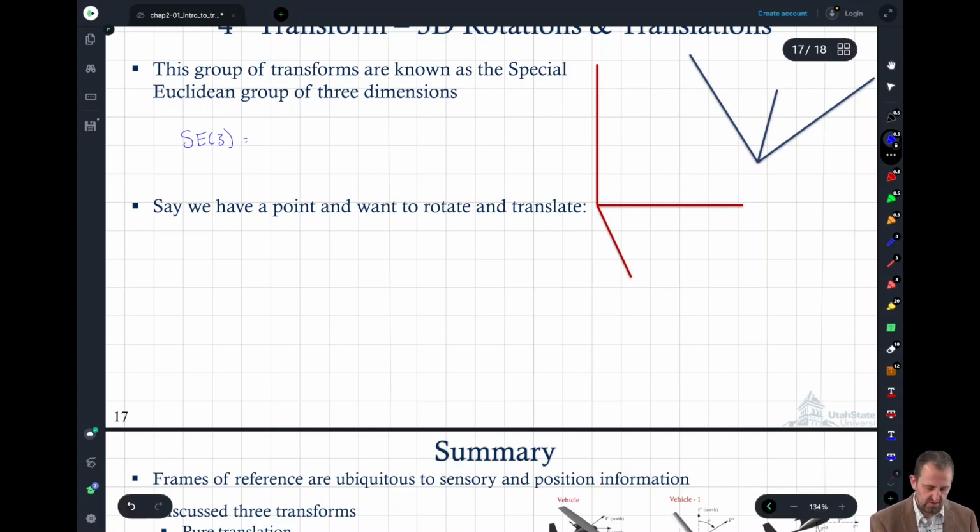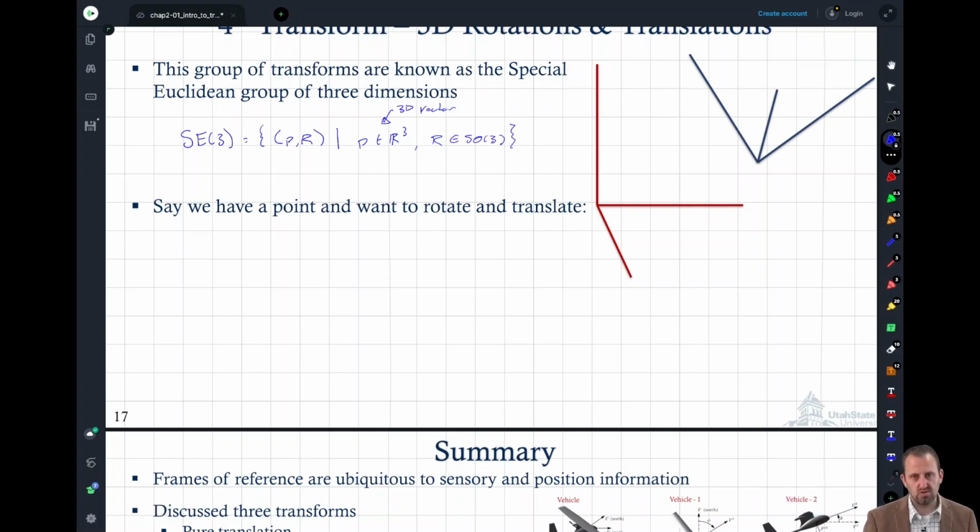And it's just equal to the set of all P and R such that P is in R3. So we have basically a 3D position or 3D vector. And our R matrix is in SO3. And you could do the same thing for 2 dimensions. It's going to be SO2 instead of SO3. And the result would be the special Euclidean group of 2 dimensions.